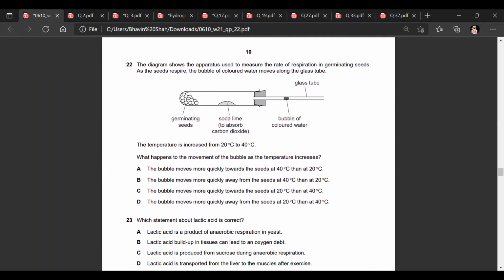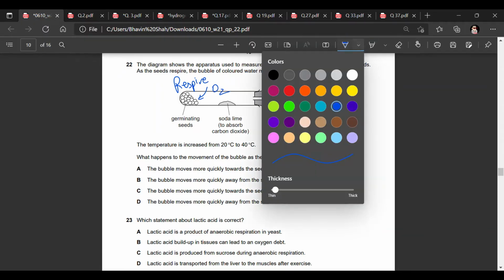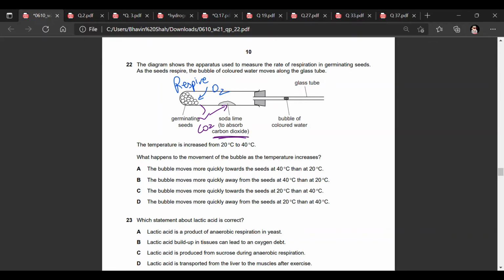Coming to the 22nd. The diagram shows an apparatus used to measure the rate of respiration in germinating seeds. As the seed respires, the bubble of colored water moves along the glass tube. Now, the germinating seeds are going to respire. When they respire, they take in oxygen and give out carbon dioxide. This carbon dioxide is going to be absorbed by the soda lime, as already mentioned over here. So overall there is going to be a drop in the pressure. Okay, so what happens is that the bubble will move towards the test tube. The temperature is increased from 20 to 40. Okay, so what is happening?